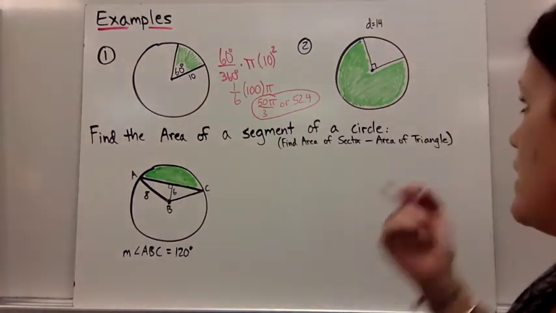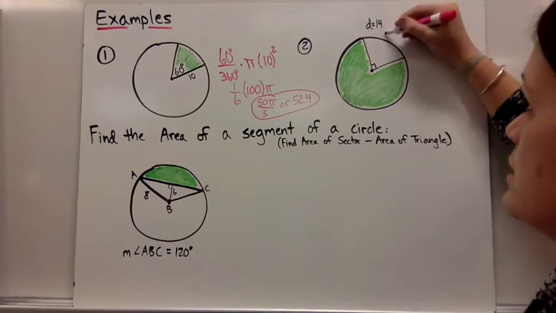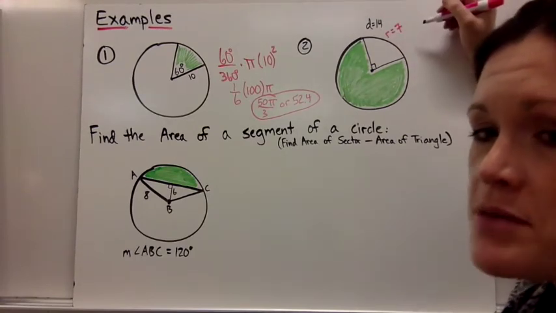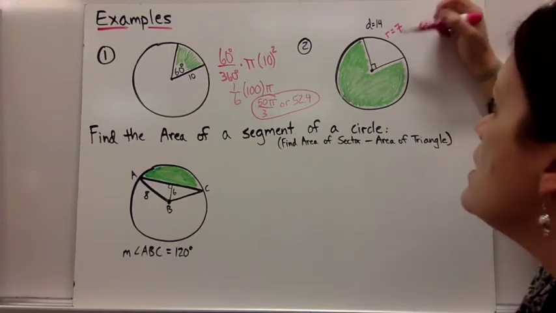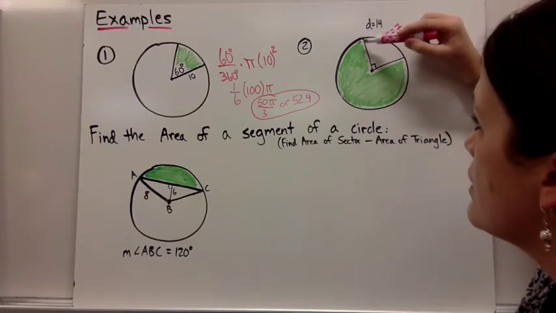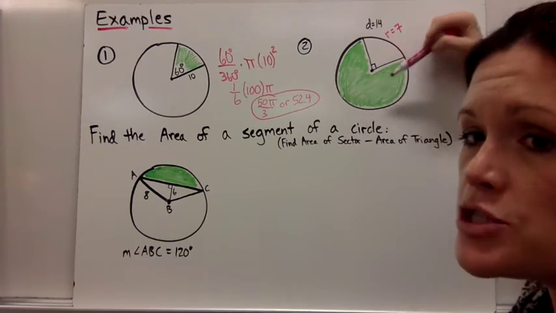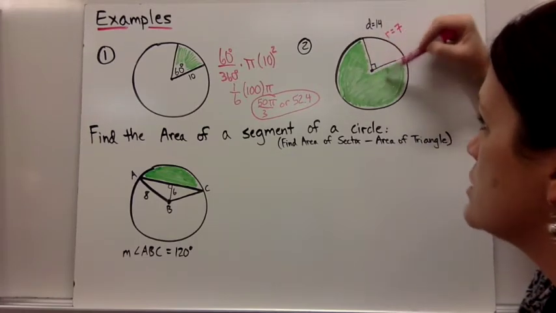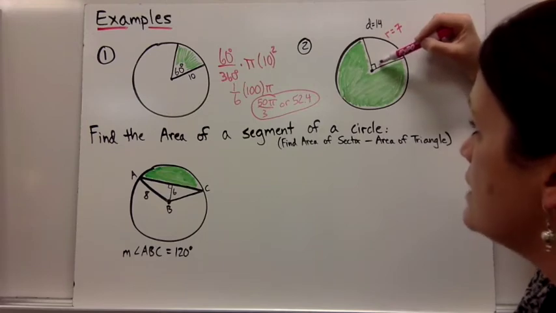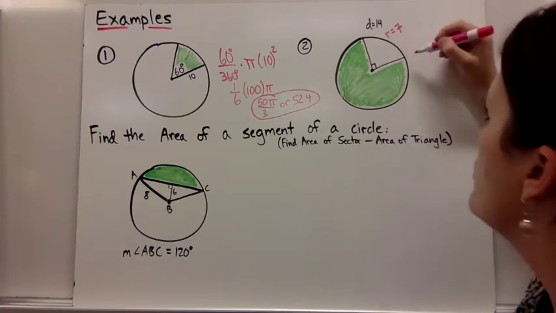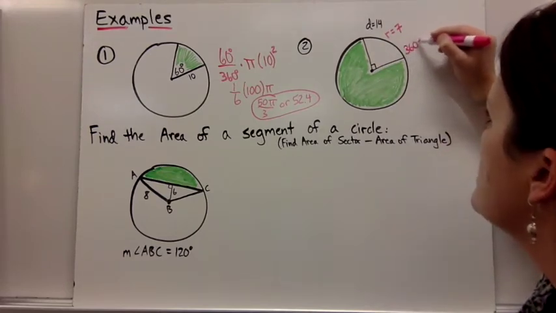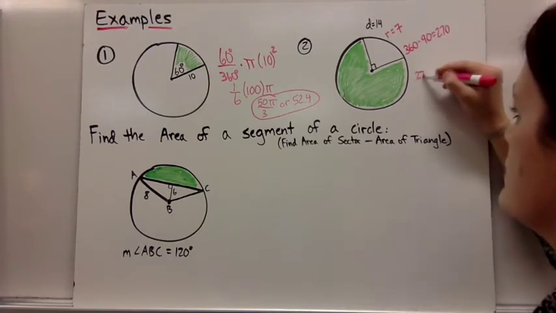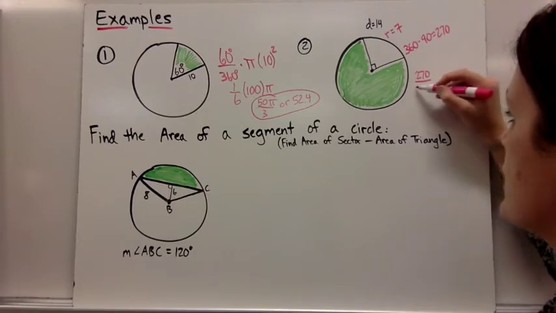For number 2, they gave us that the diameter was 14. So we could conclude quickly that the radius would be 7, and that's going to help us find the area of the circle. Then we need to look at what the angle measure would be for this sector. It's a very large section of the circle. It's everything except for this 90-degree angle. So we would first say 360 minus 90 is 270 degrees. That's the measure of our sector angle.